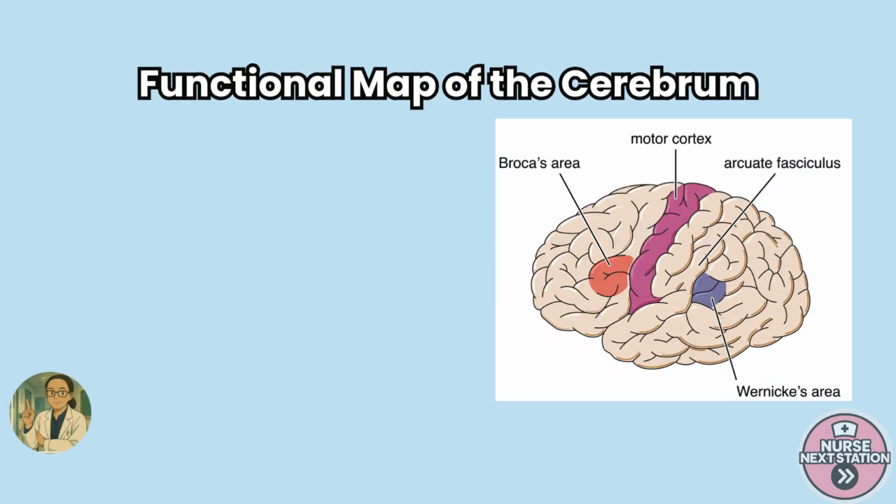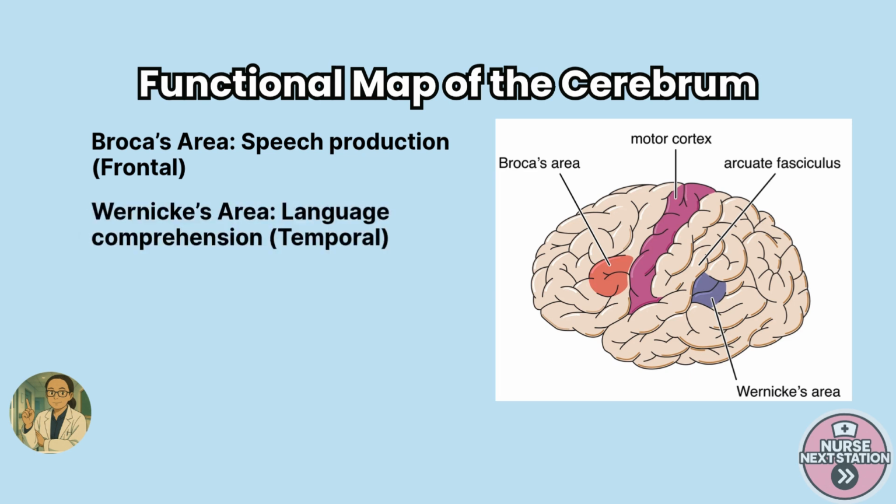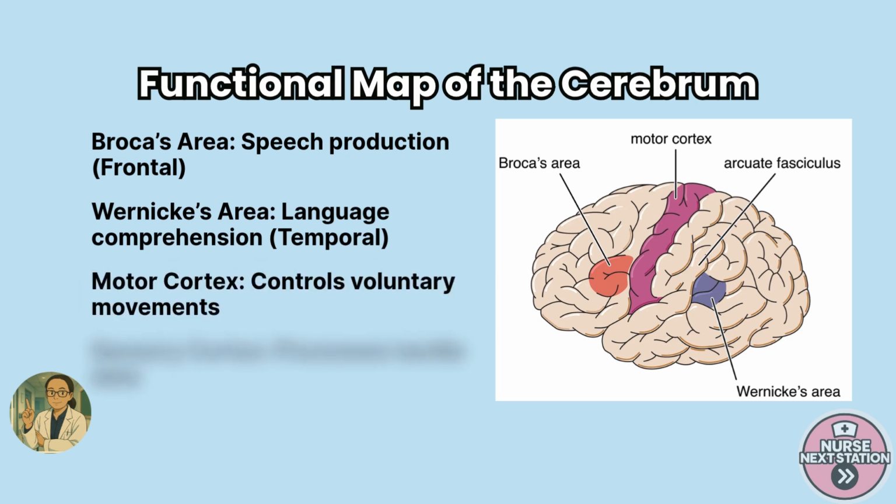Within these lobes are specialized areas. Broca's area in the frontal lobe helps produce speech. Wernicke's area in the temporal lobe is for understanding language. The motor cortex controls movements, and the sensory cortex interprets touch. Damage to any of these affects function.